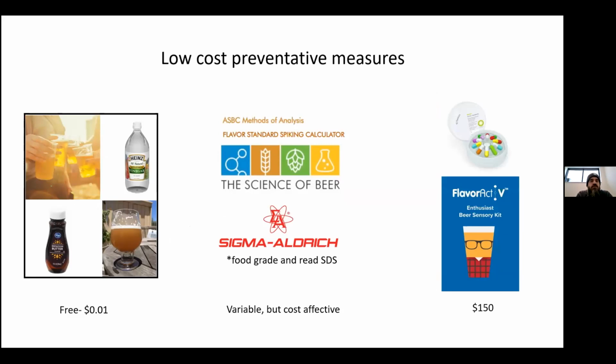And obviously, as far as setting up a program for sensory training, there are kits out there, like Flavor Active on the right, that give you samples of a lot of different compounds for training yourself on detecting these in beer. And those can be a little costly.